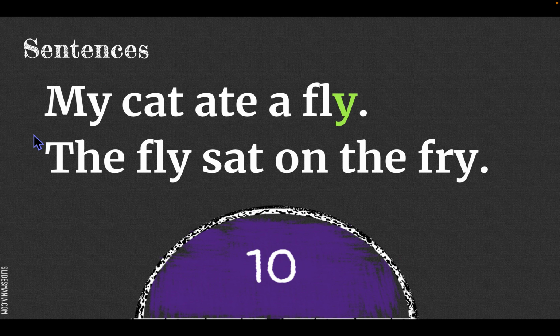Let's try this long Y sound in some sentences. My cat. Oh, remember our silent E is going to make the A have its long A sound. Ate, ate, a fly, fly. My cat ate a fly. If you forgot about the silent E rule, please go back to, I think it's level 2, lesson 5 to review that.